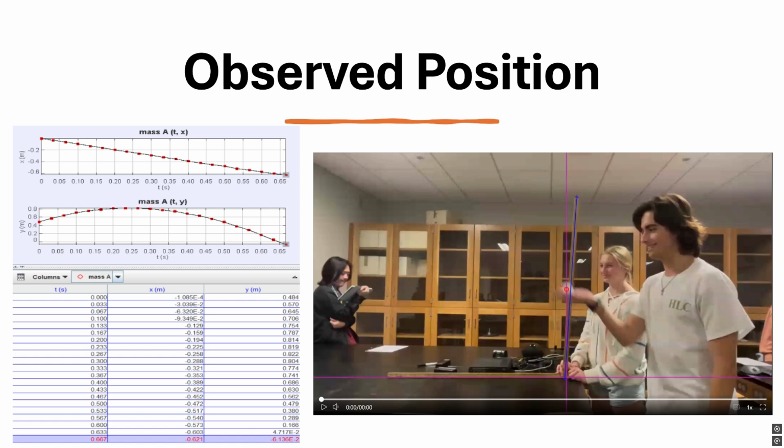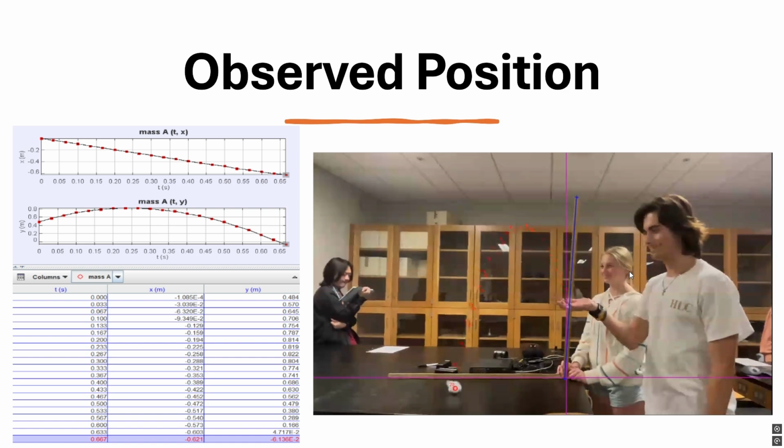This is a quick video of the paper ball's motion through the air, along with a graph and table displaying its tracked position at each frame. The initial position is as seen, and the change in time from start to finish was 0.667 seconds.